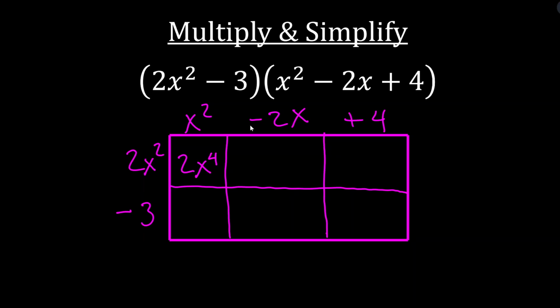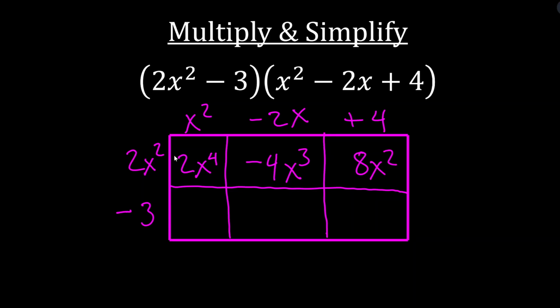All right, and we have 2x squared times negative 2x. Negative 2 times 2 is negative 4. X squared, we're multiplying one more x for a total of 3 x's being multiplied together. That's x to the third. And then here we have 2x squared times 4, which is 8x squared.